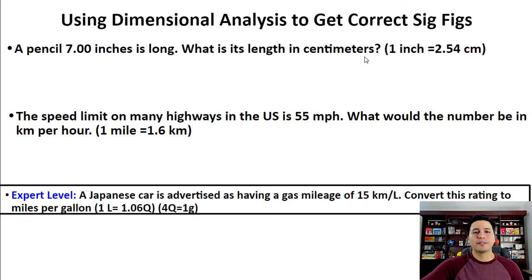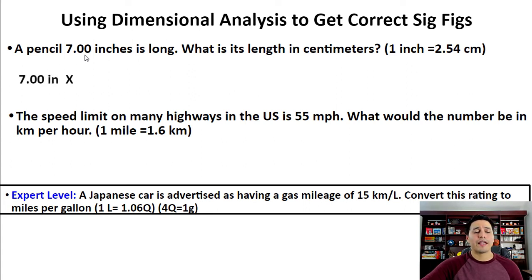Next, let's go ahead and practice using dimensional analysis to get the correct number of sig figs. Here we have a pencil that is 7 inches long. What is the length in centimeters? Remember, 1 inch is equal to 2.54 centimeters. Because this is a conversion factor, this will not count towards the total number of sig figs. Now here we have 1 sig fig, so our final answer should also contain 1 significant figure.